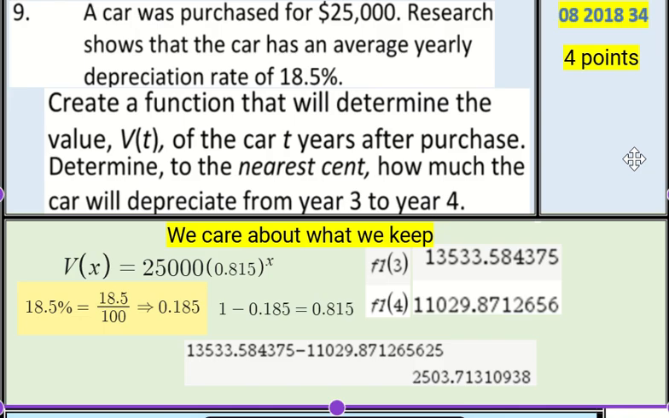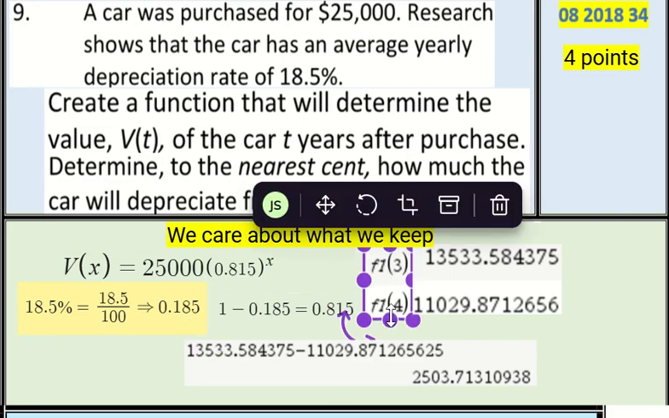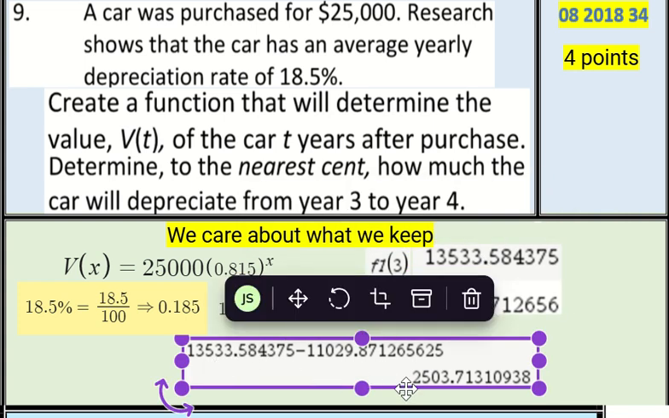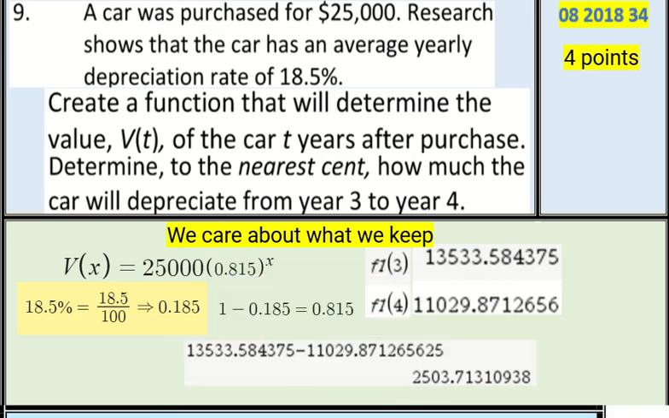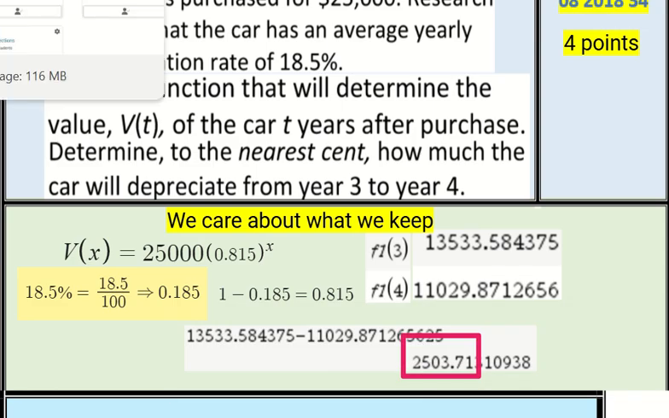So notice when I come back to the document, remember, this is a 4-point question. The expectation is that we show all work necessary to find our answer. So I want to record my equation. I want to record what I got for F3 and F4, and then show the subtraction that went in to get my final answer. Now they said determine to the nearest cent. So I need 2 decimal places. So my final answer is $2,503.71. And that's full credit for this problem.